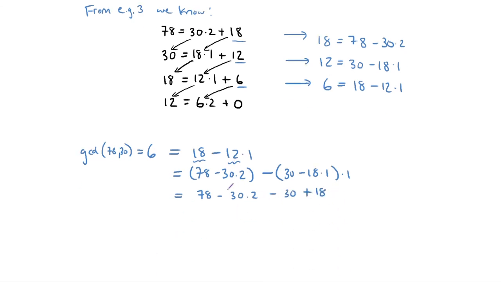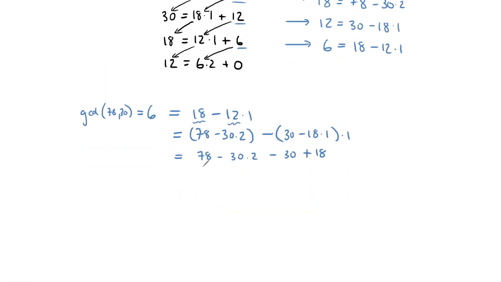Okay, but we're trying to write this as a linear combination of only 78 and 30. So I actually will have to substitute this 18 again. So I have 78 minus 30 times 2 minus 30 again. So there's 3 there, right? So minus 3 times 30. There are 3 of these 30s, negative 3 times 30. And then plus 18, so plus 78 minus 30 times 2. Okay, so combining these, I have 2 of these 78s, and then I have negative 5 times 30, right? And this is the answer.